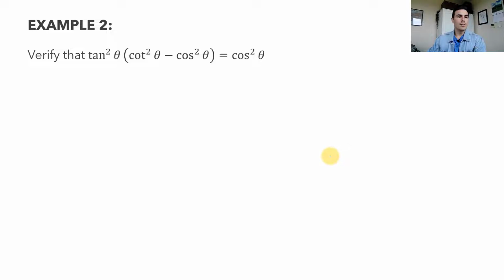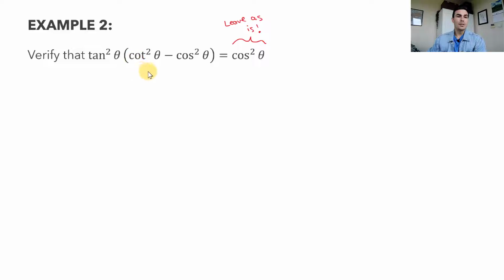All right, let's look at another example. We're going to verify that tangent squared theta times cotangent squared minus cosine squared is equal to cosine squared. Now again, cosine squared is pretty simple, so we're going to leave that as it is.